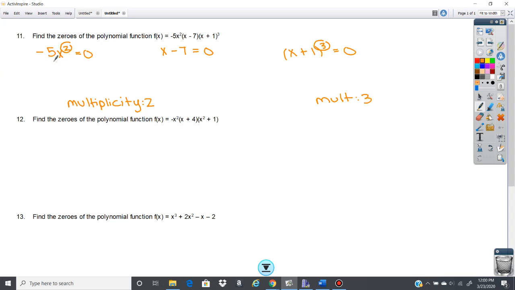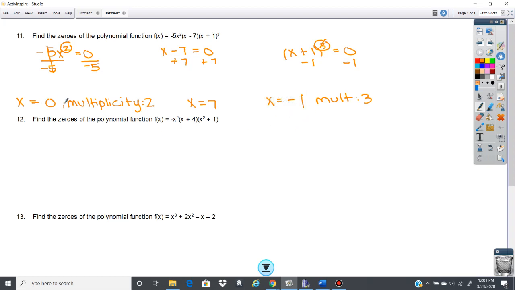All right, so then we solve. Here I'm going to divide by negative 5, and 0 divided by negative 5 is 0. So I get x equals 0 with a multiplicity of 2, meaning 0 happens twice. Here I'm going to add 7, and I get x equals 7. And then here, take the cube root to get rid of that. Cube root of 0 is 0, don't really need to do that. Subtract 1, you get x equals 0 minus 1, negative 1.